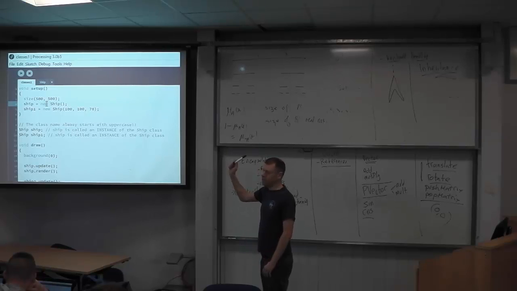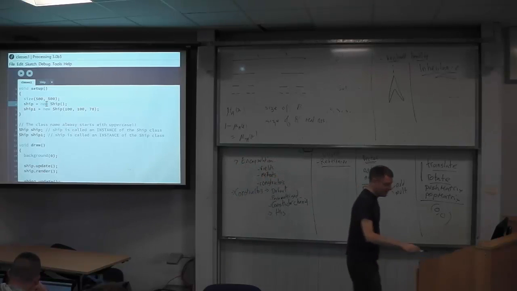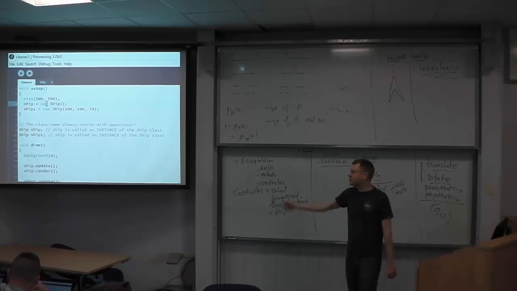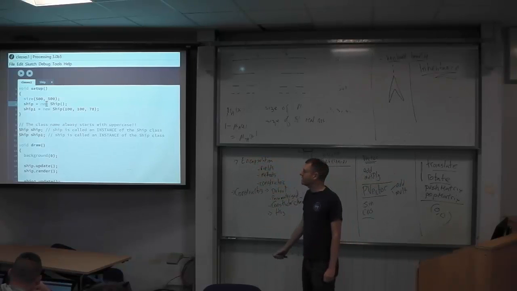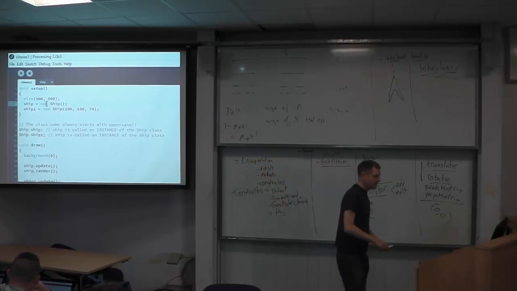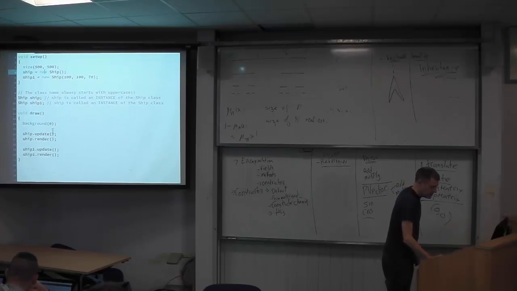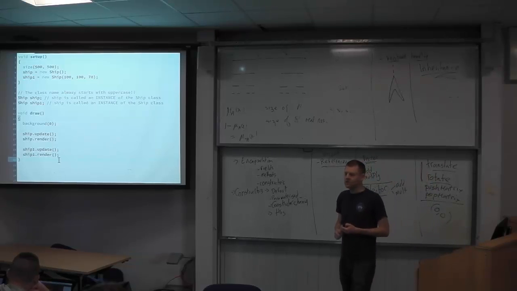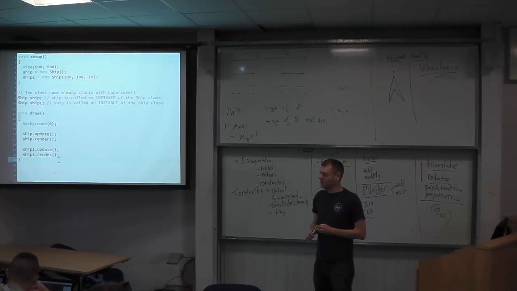And it's a good idea to get into the habit of always naming your classes with an uppercase character. So S for ship, uppercase S. So there's my two instances, and here is me now calling these two methods here, okay? So I'm calling the update method, calling the render method. And that kind of brings us to the end of last week's class. That's everything that we did at last week's class.